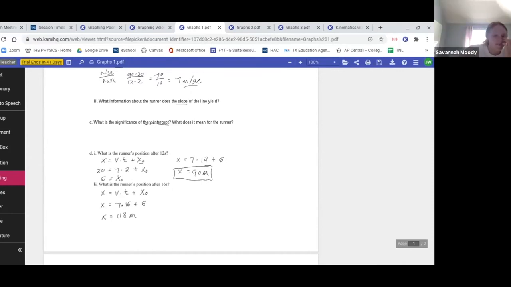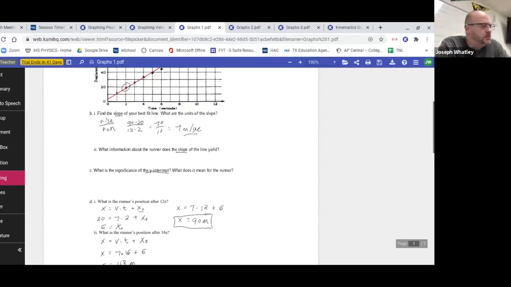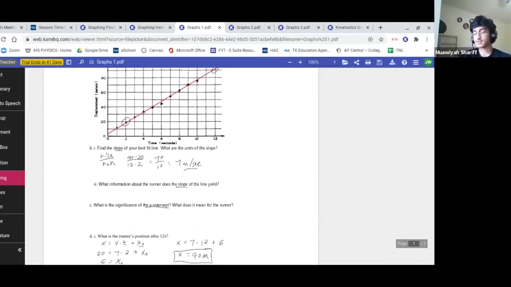If our answers are off by 1 or 2 meters, that's fine, right? 1 or 2 meters on this one? No, on D and II.